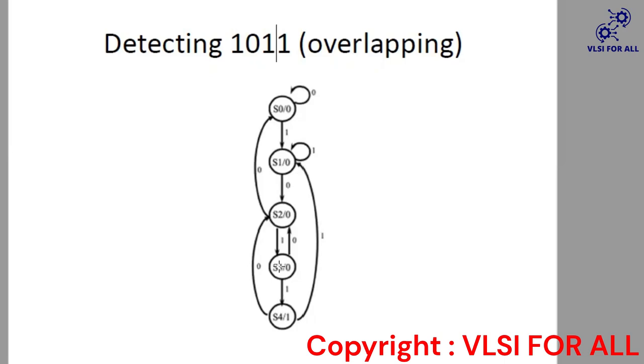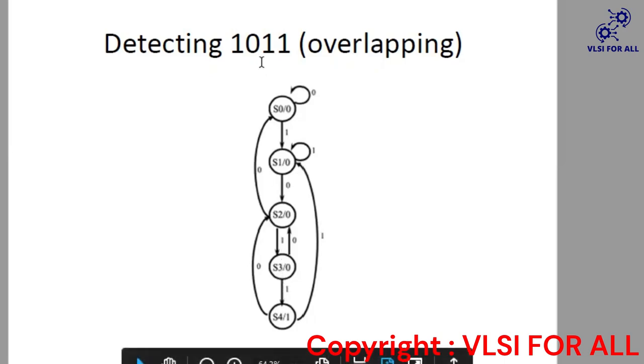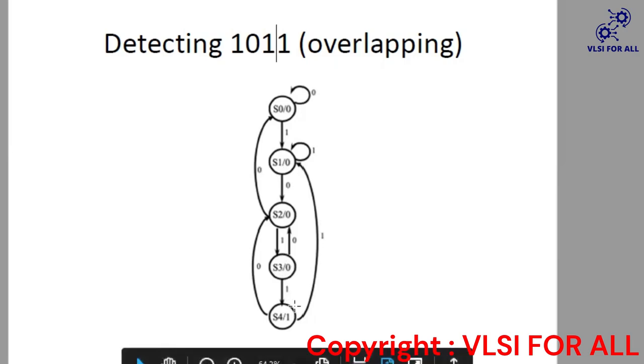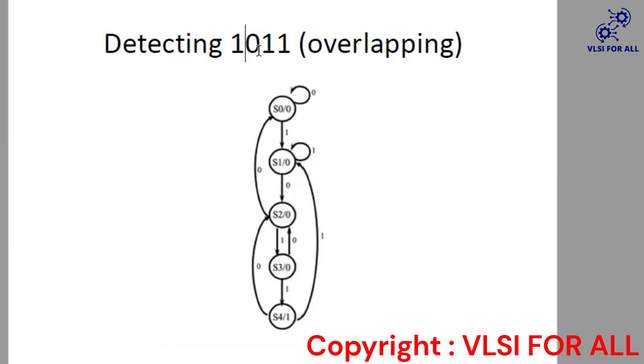When the input at S3 is 1, we will go to S4 and our output becomes 1, because we complete the whole sequence 1011. But when the input at S4 is 0, we go to the 10 case, because it becomes 1010 again, so we will go to S2. And in the last case, when the input at S4 is 1, it becomes 1011, so our sequence starts again from there, and we will go to S1.